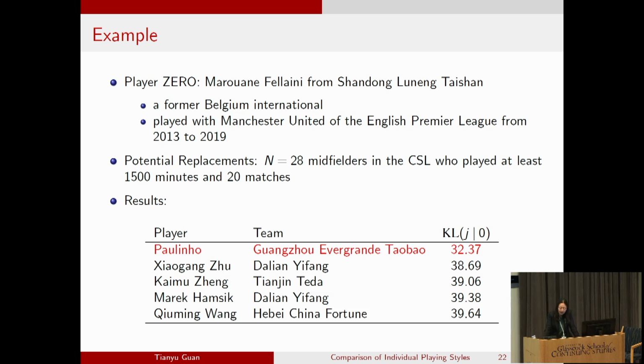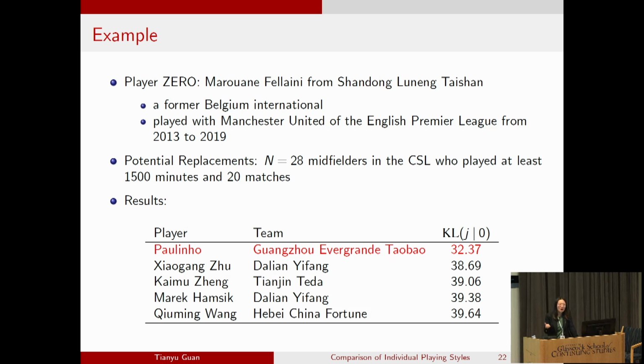And Falani is a former Belgium international, and he is famous for playing for Manchester United of the English Premier League from 2013 to 2019. And then we have 28 midfielders as the potential replacement for Falani. Here we calculate the KL divergence, and we can see the Polino from Guangzhou Evergrande Taobao is the most similar player to Falani. And you may have no idea about this because you don't know these players, right?